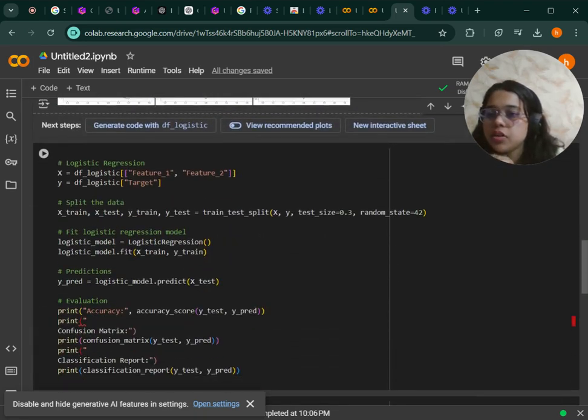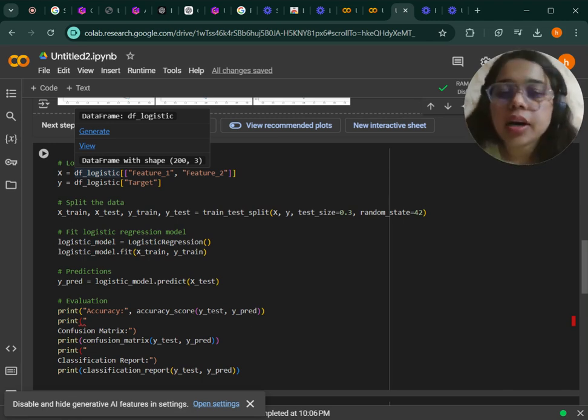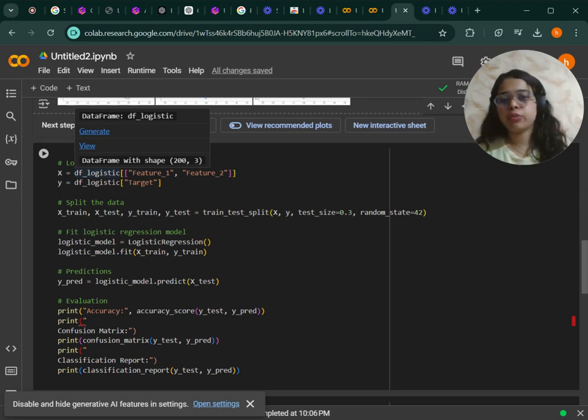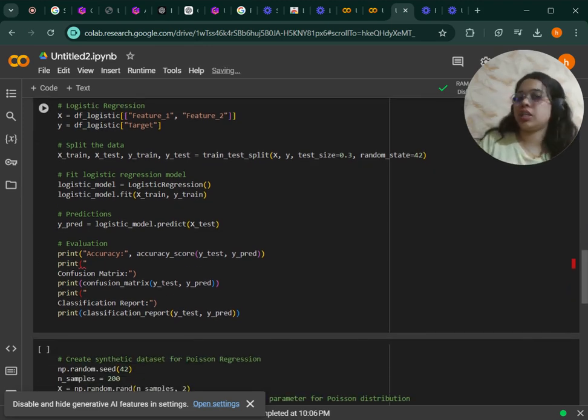Next on logistic regression, how we are doing it: we are defining a data frame X logistic for the features in X and the target in Y, and then splitting the data, that is X train, X test, y train, and y test, with the random state 42, and fitting the model. We initialize the model in a variable, then fit the values, and then y predict.